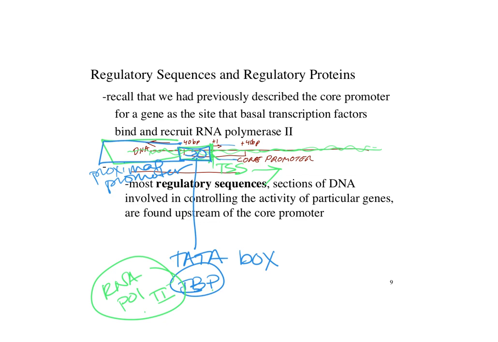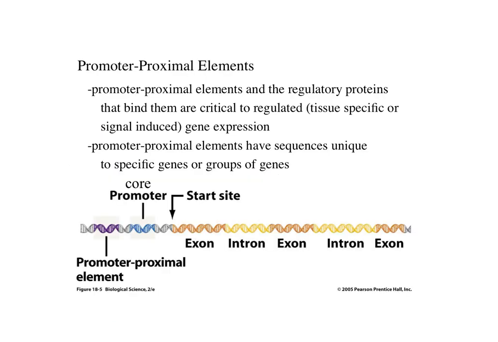Interesting. Okay, so most regulatory sequences, parts of DNA that control the gene, are upstream of the core promoter, upstream in the negative. Promoter proximal, again, core promoter, we would say TATA box, the transcription start site. That's where we go exon, intron. Somewhere in here we'd have an ATG, and somewhere in here we'd have a stop, but not at the very end.